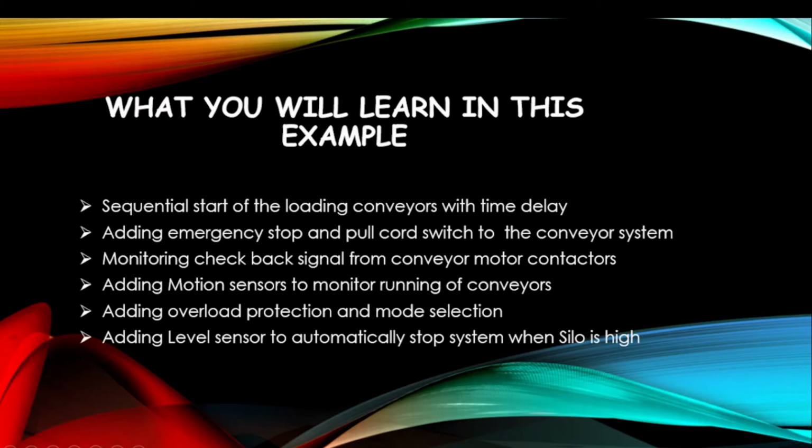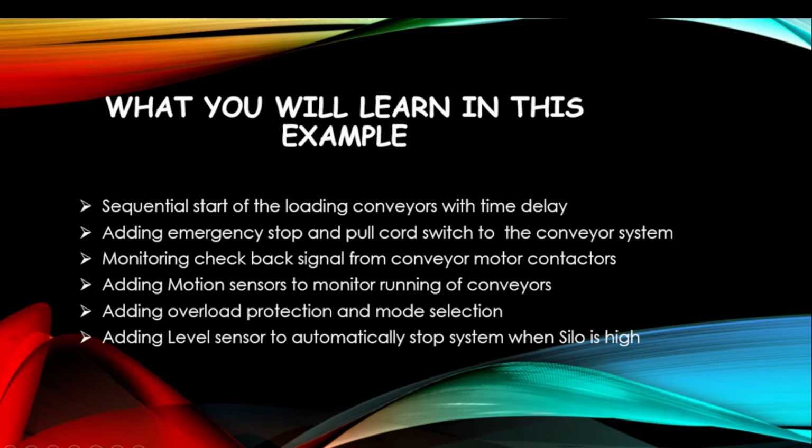In the third part, we will look at monitoring the checkback signal from the conveyor motor contactors, and then we'll move on to adding motion sensors to the conveyor system. This is to help us detect whether the conveyor is indeed running, not necessarily relying only on the checkback signal from the conveyor contactors. The fifth task will be adding overload protection and mode selection, so that we can select whether we are in auto mode or manual mode.